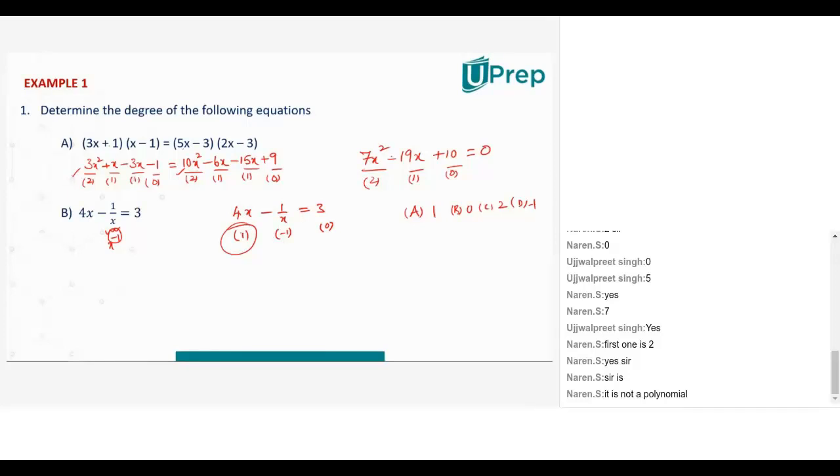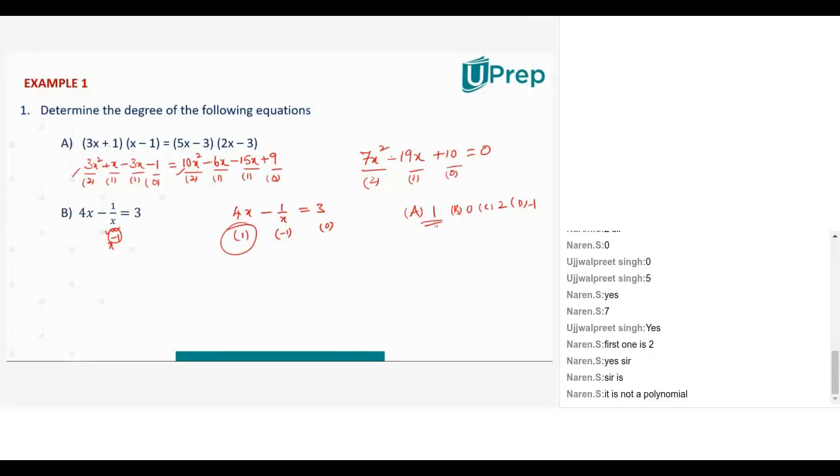Now that's why I insisted on it when I was talking about a polynomial and an expression. Now because this is not a polynomial, I should not even talk about the degree. Now how do I convert it to a polynomial and then talk about the degree?